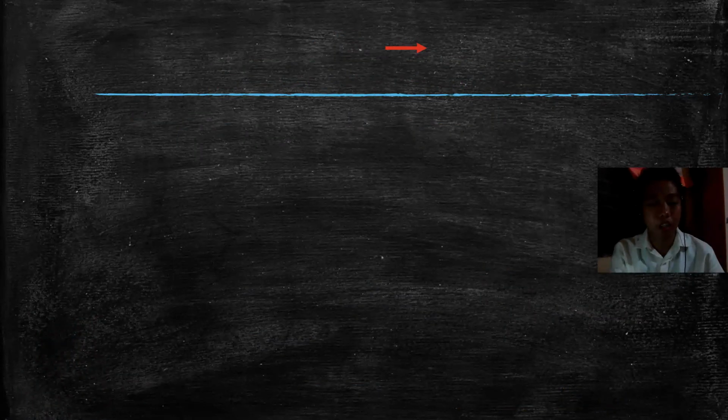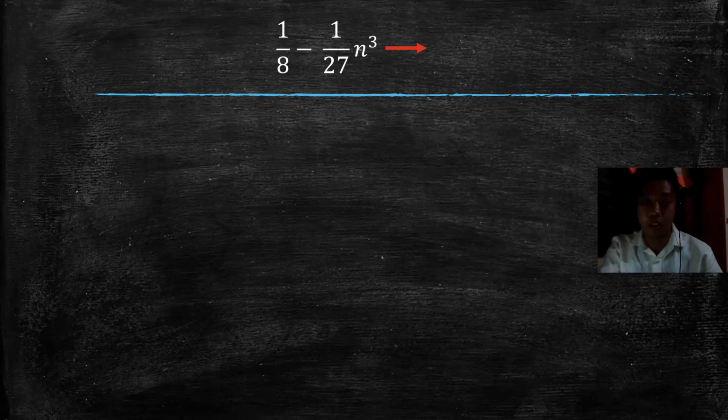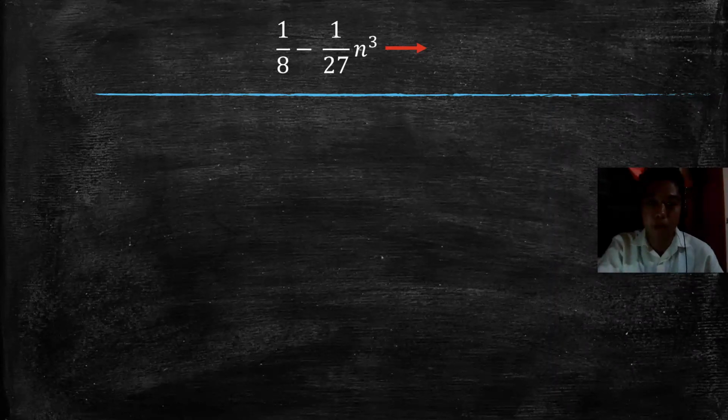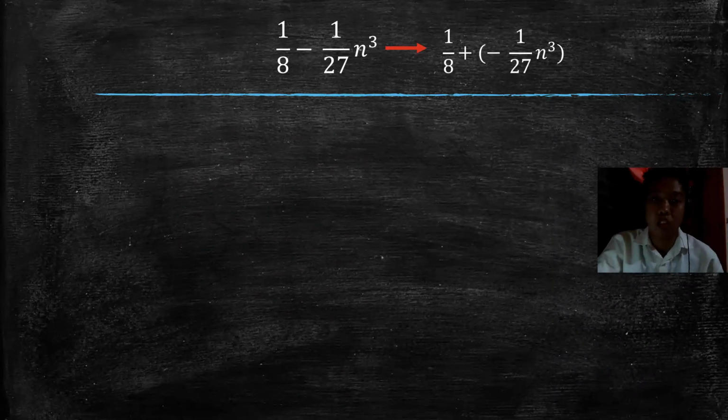Okay, so yung next example ko naman ay fractions. Okay, so 1/8 minus 1 over 27 n cubed. Okay, so difference of two cubes to. So ang gagawin muna natin is to rewrite this one into addition form by changing the sign of the subtrahend 1 over 27 n cubed, and then we can now change the operation to addition. So naging negative na siya. So we can now proceed to the next step.